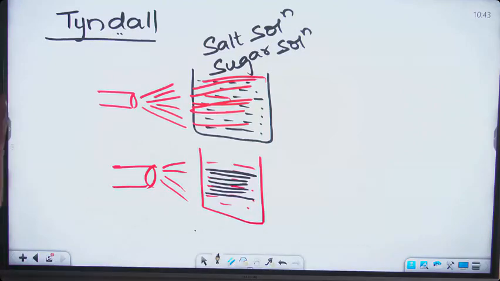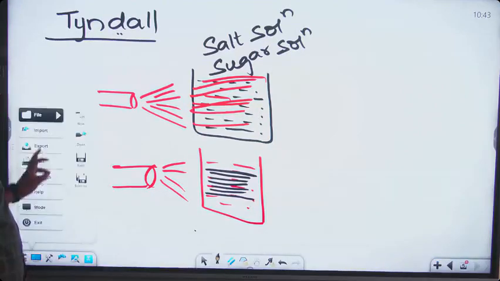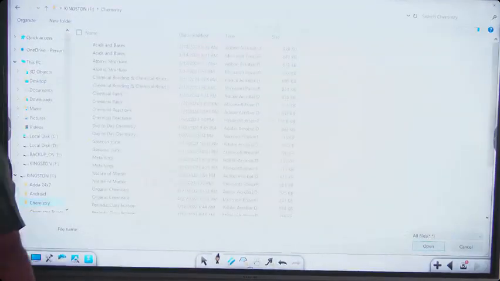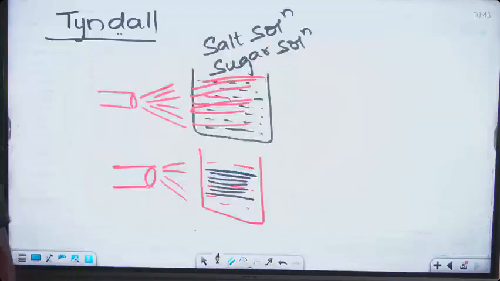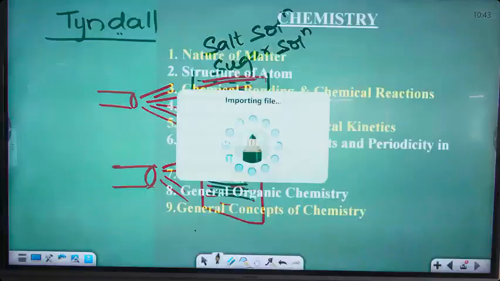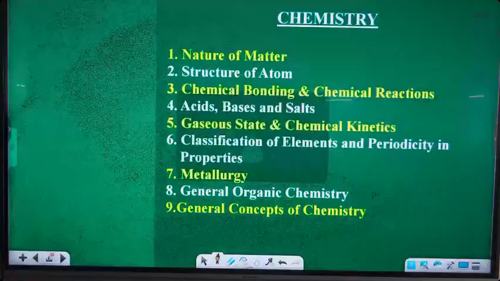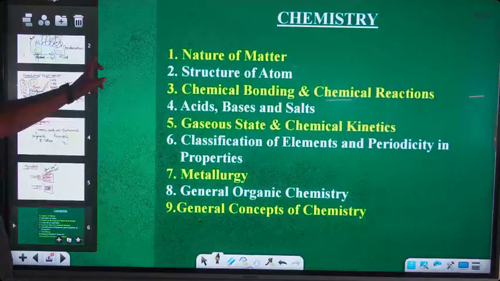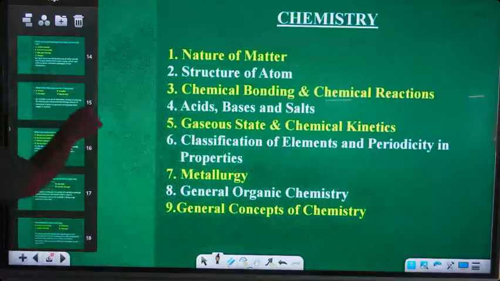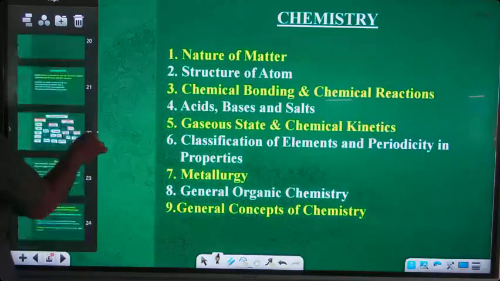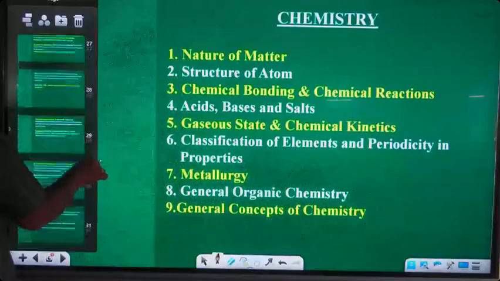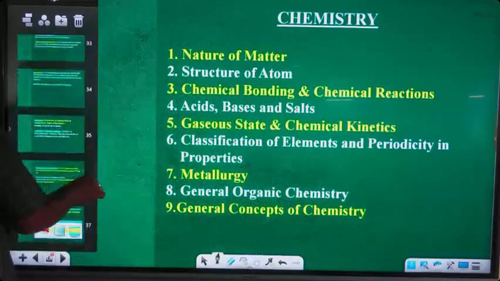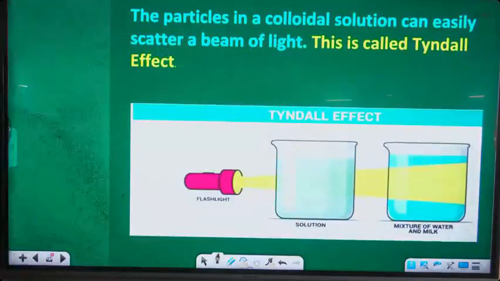Right. The process where the light particles are scattered, when incident on a true solution, is known as the Tyndall effect.